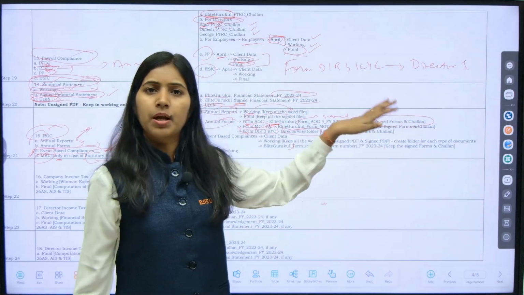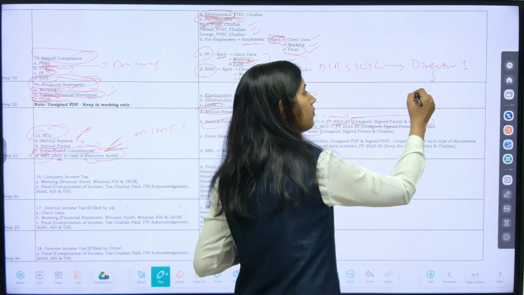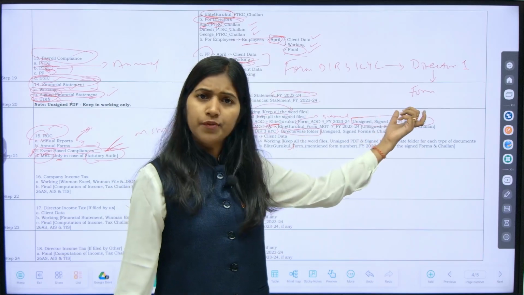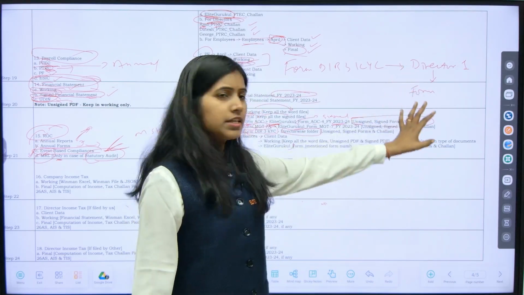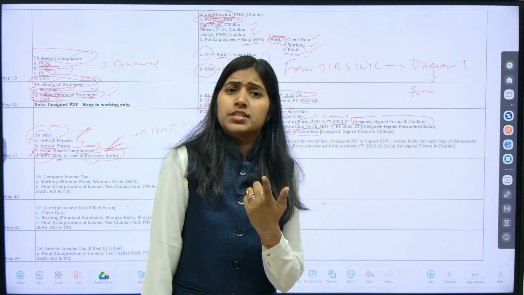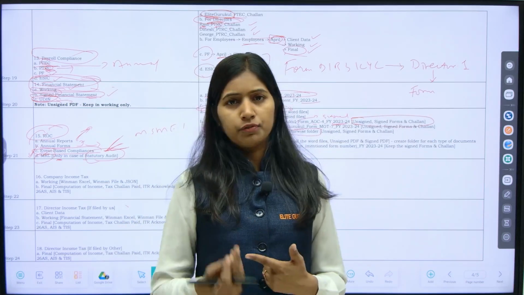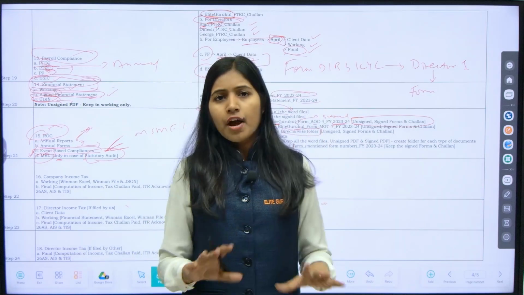Now you prepare the folder of director 1. Under director 1, the form will be there. Again, unsigned form, signed form, and then challan will come. So these three things you have to keep. This is if it is the first time KYC, or whenever you are doing the KYC by filing the form. What if it is web based KYC? Then you don't have to worry much.